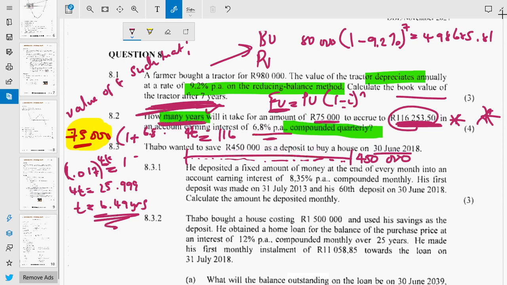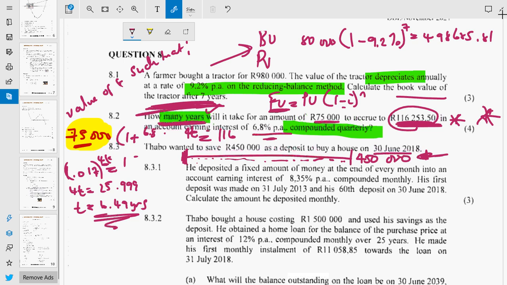So they're saying he deposited a fixed amount of money at the end of every month into an account earning an interest of 8.35% per annum compounded monthly. His first deposit was made on the 31st of July 2013. So you can see that at the beginning here, I'm going to save up in order to have my deposit to buy a house, or a car, in this particular case, a house. His first deposit was made here, and his 60th deposit on 30 June 2018.